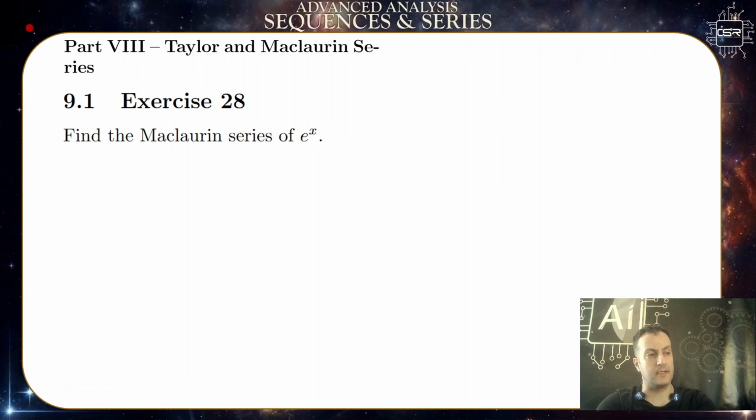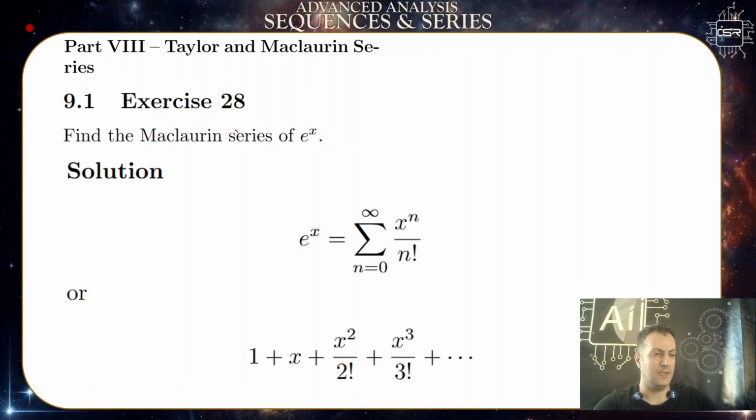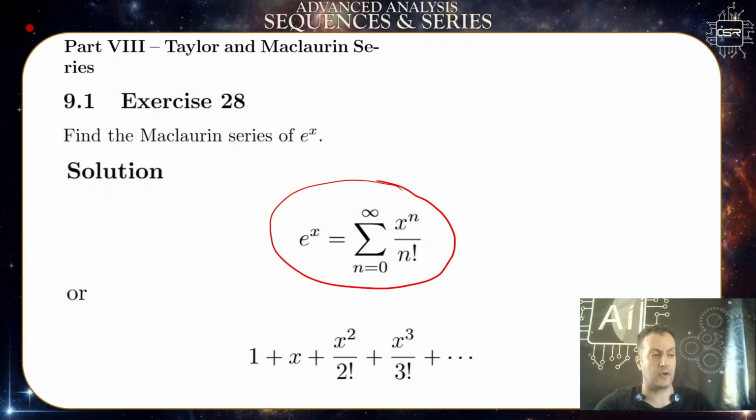Find the Maclaurin series of e^x. So the Maclaurin series is given by the sum of x to the power of n over n factorial. Let's check it out. Yeah, e^x is equal to the sum from n equals 0 to infinity of x^n over n factorial, which is 1 plus x over 1 factorial plus x squared divided by 2 factorial plus x cubed over 3 factorial. This is how we develop it all the way.